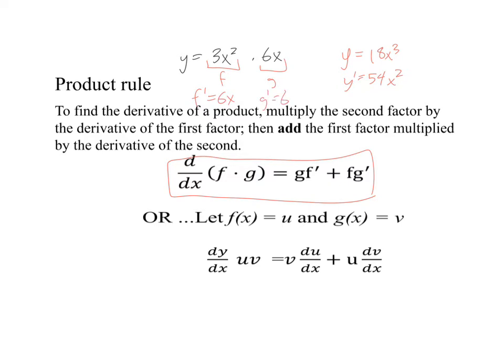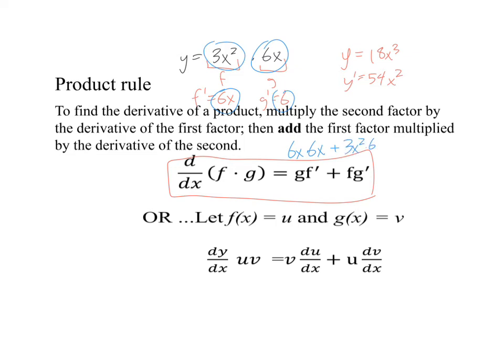We don't multiply those two derivatives. We have to multiply them with the opposite original. If you look at the formula, it says g times f prime. So we're going to multiply 6x times 6x. I'll write it above here. So g is 6x, f prime was also 6x. And now we add the other two. It's 3x squared times 6.